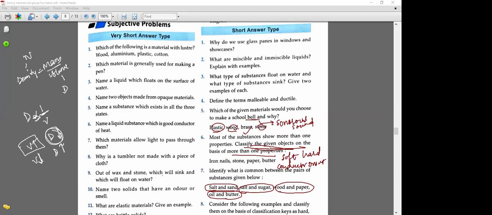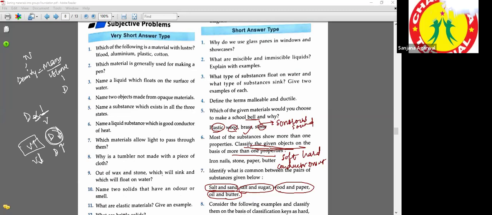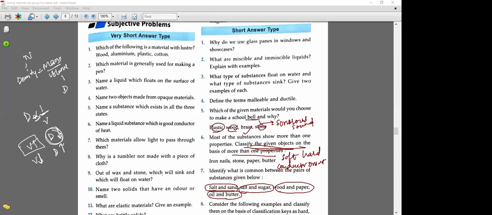Ma'am, salt and sand are solids. Salt and sugar are soluble in water. Wood and paper are insulators. And oil and butter are insoluble in water. Good.